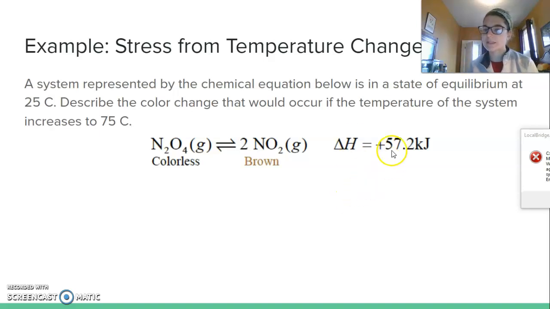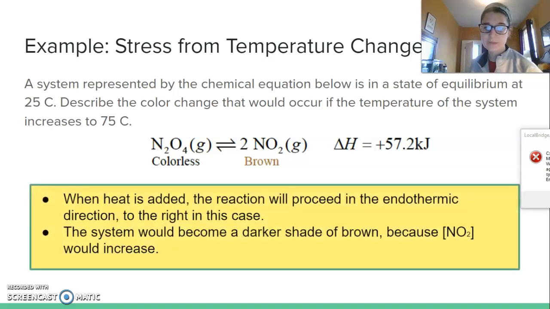So what does a positive delta H value mean? That means that a reaction is endothermic. It takes in heat. So we are basically having heat on the reactant side. We're taking in heat with an endothermic reaction. So what happens if we add heat to the system? It's going to want to proceed in the direction where heat is consumed. So when heat is added, the reaction will proceed in the endothermic direction, to the right in this case. Again, it's going to take up that heat. The system will become darker, shaded brown, because NO2 concentrations would increase.